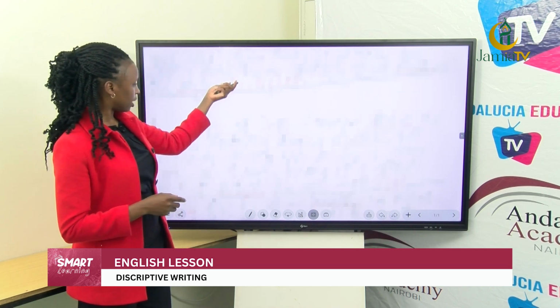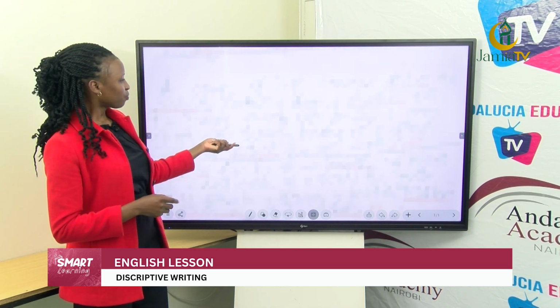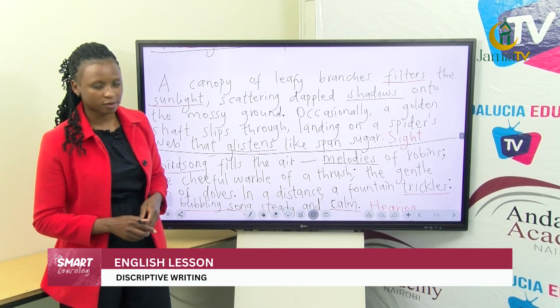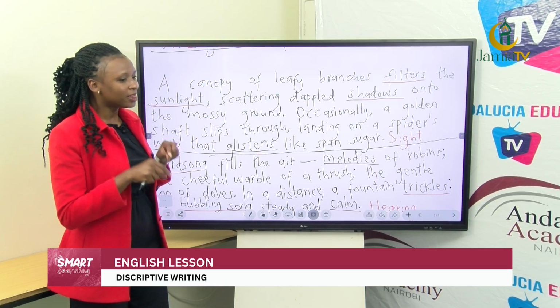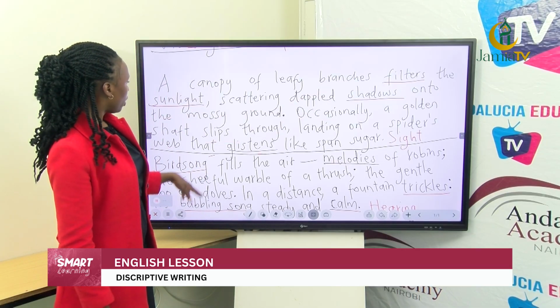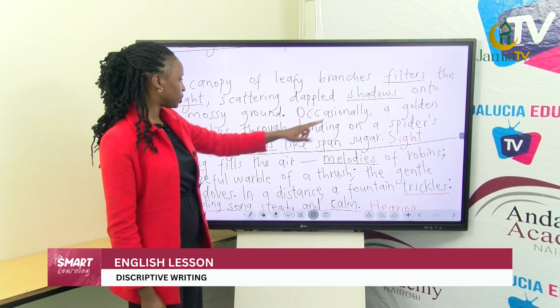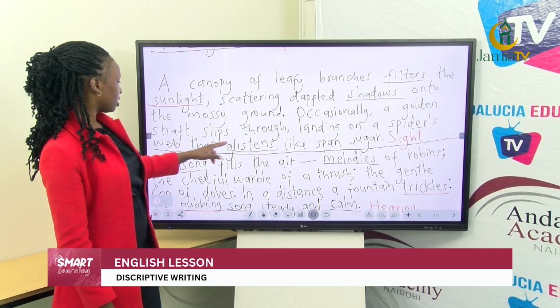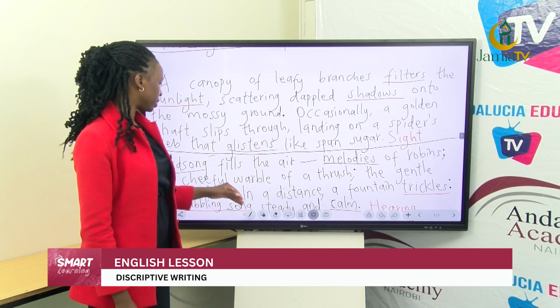And then we come to the next paragraph. What you can see, a canopy of leafy branches. So what do we find within this garden? Leafy branches. We are looking at scattering dappled shadows. We are looking at golden shafts slipping through, things landing on spider webs.